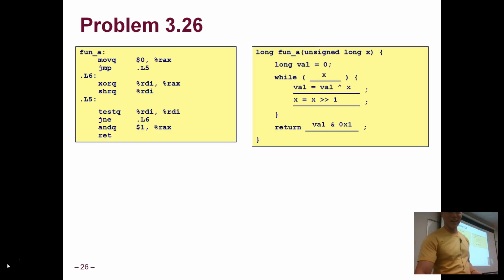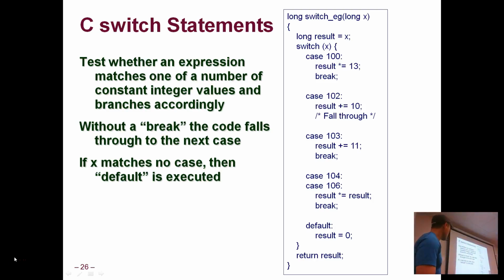So yeah, all right. Today we're going to continue with control flow. We did for loops. We did if then elses. We did while loops, and we saw how these conditional branches are used to implement those loops. The next control structure that we're going to look at are the switch statements.